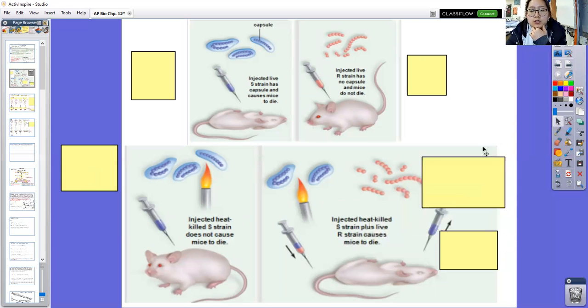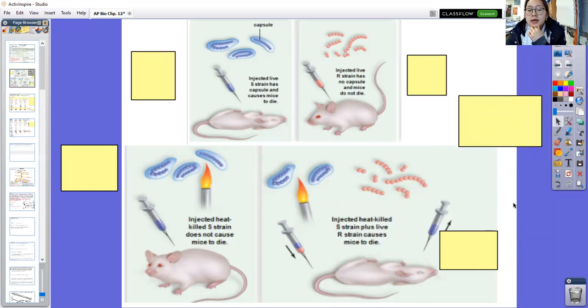Okay, and then the last one that they tried that was related is they injected heat-killed S strain. So they took the S strain that they already killed by heating it or by boiling it, and they also put in live R strain, right? We know that R strain that's alive doesn't kill mice, and we know that S strain that's dead also doesn't kill mice. Okay, but for some reason, when you inject them together, the mice actually still die.